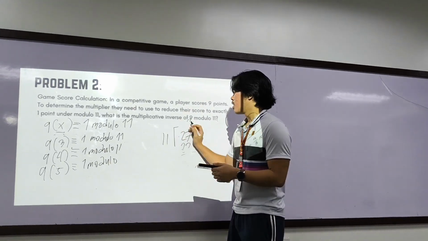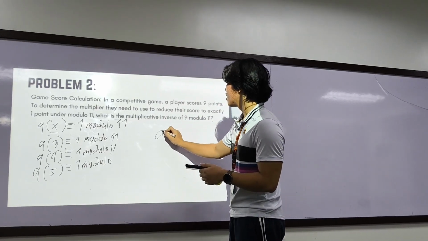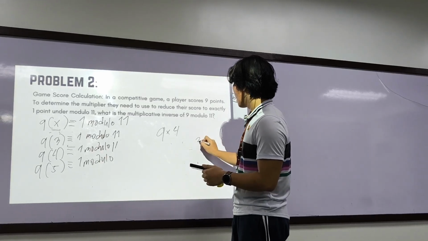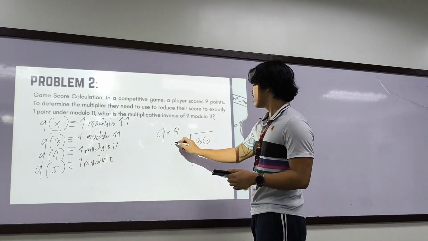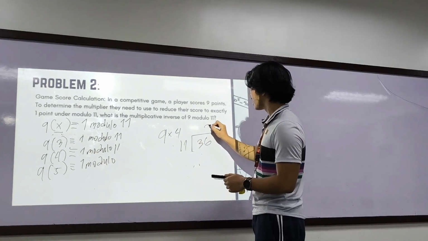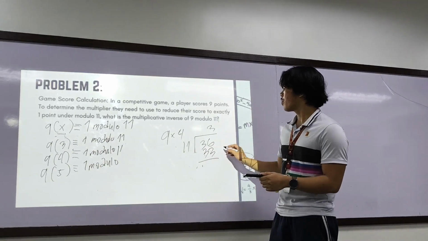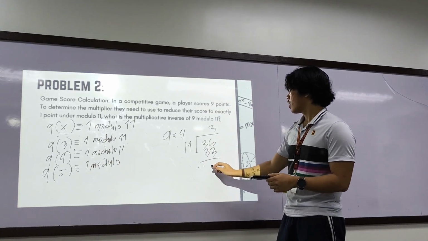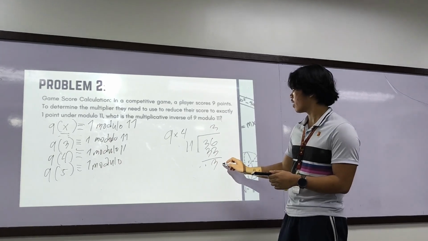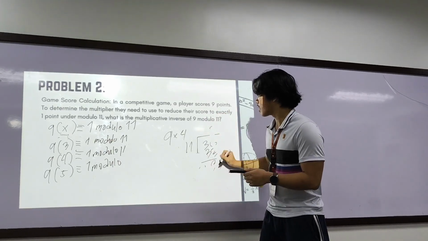which is not equal to the remainder 1. So the next number we multiply to 9 is 4, and 9 times 4 is equal to 36. We will divide 36 by 11, and we'll have 3. And 3 times 11 is 33. When we subtract 33 from 36, we have the remainder 3, which is not equal to 1. So it is still not the inverse of 9 modulo 11.